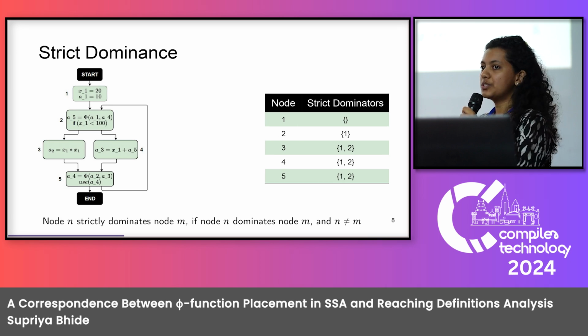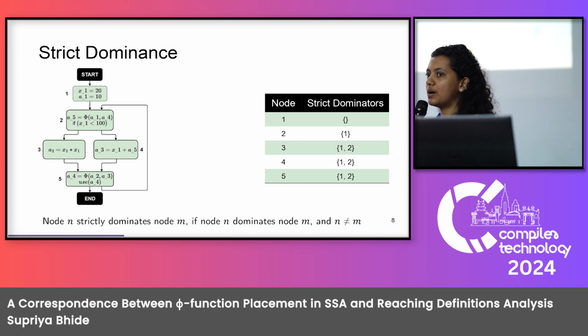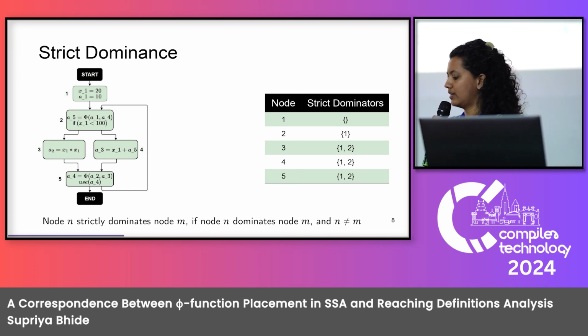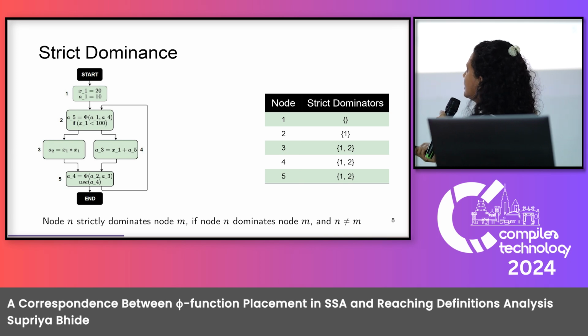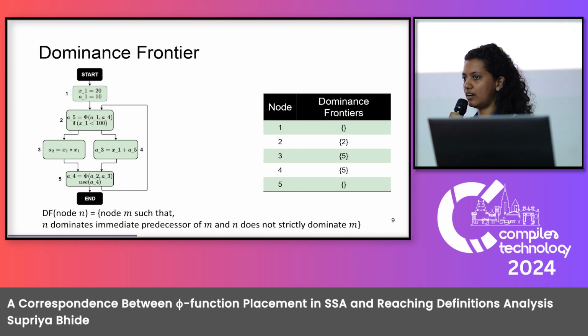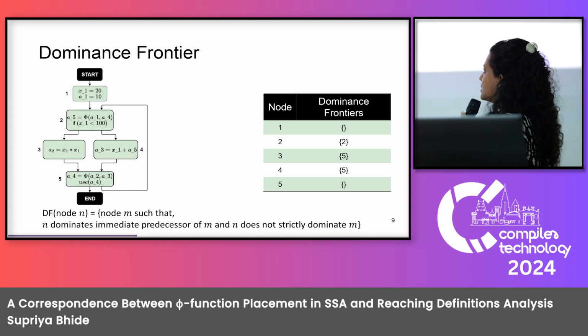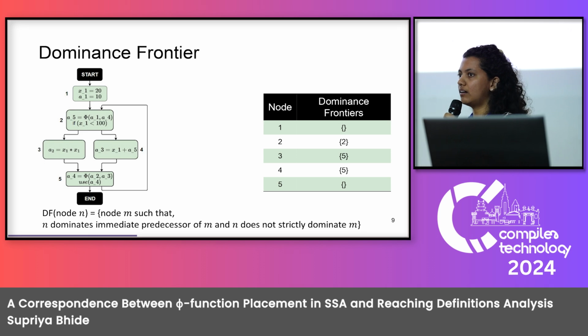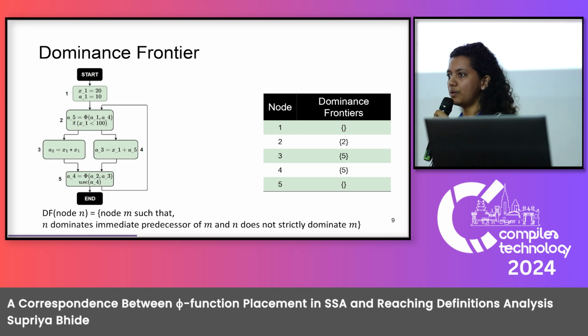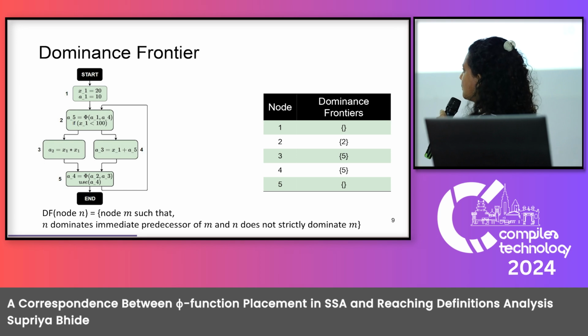We now come to the notion of strict dominance. Strict dominance is just like dominance. However, it says that a node cannot strictly dominate itself. That's the only difference. So with these definitions at hand, we now come to the notion of dominance frontier. Dominance frontier, in simple terms, is the first node just before which the dominance of a particular node ends.